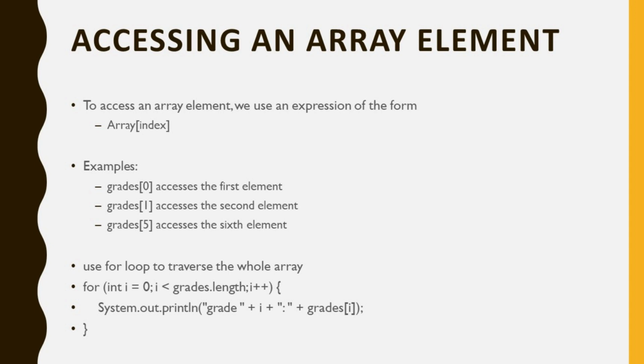because actually the array grades starts with 0, not 1. So the final index of the array is the length of the array grades minus 1. Then we increment i by 1 each time, and then we can do the operation on each of the elements inside the array we want inside the curly braces of the for loop. This time we just print the grade out.